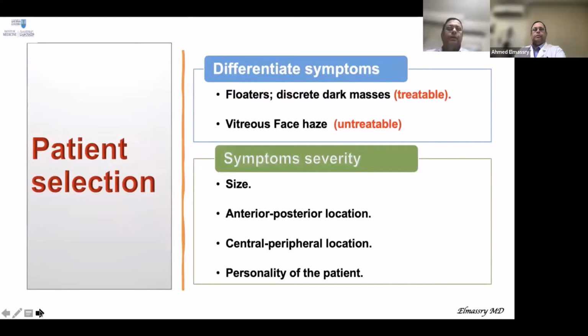and the personality of the patient. It's very important to stress the type of personality of the patients. With the demanding patients, you usually have to give them a lower percentage of success than expected.